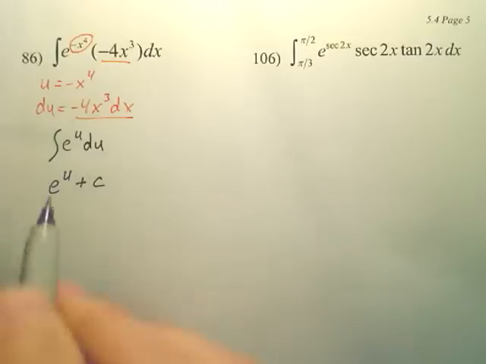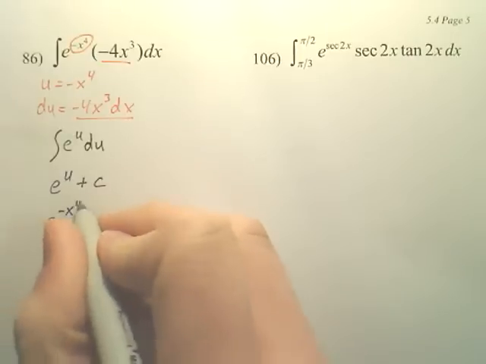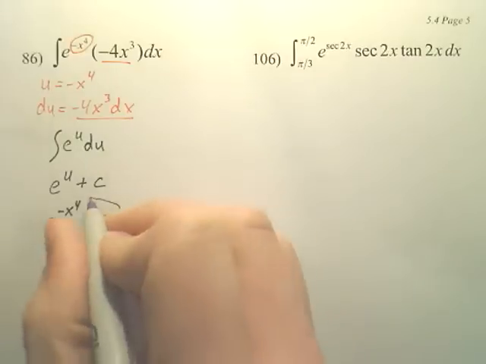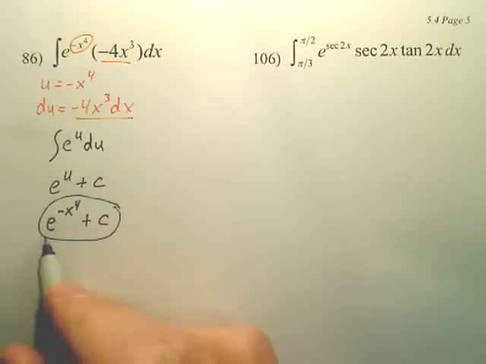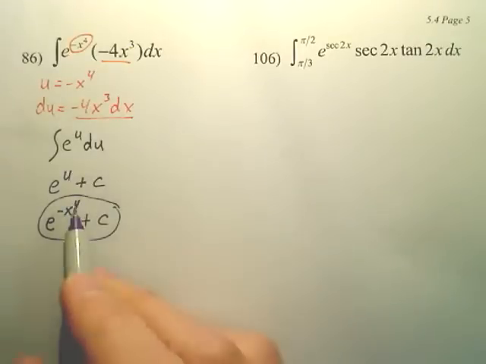So our last step, plug u back in. So it's e to the negative x to the fourth plus c. By the way, this could also be 1 over e to the x fourth power plus c, because the negative could also want to drop the power down.